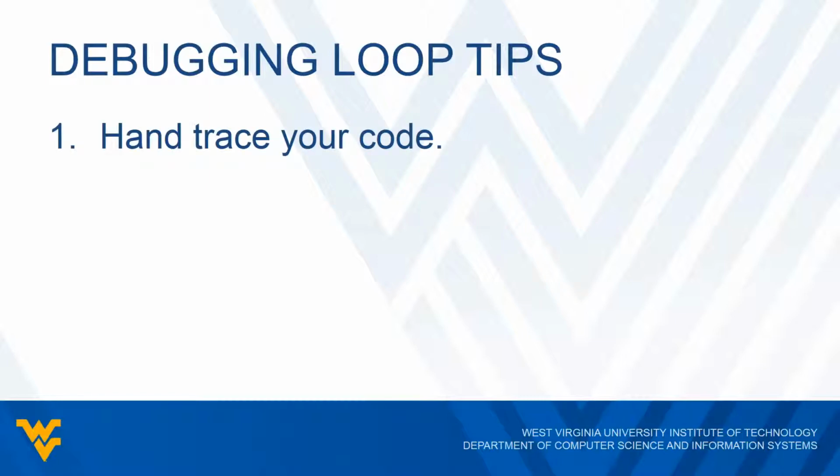The first thing I recommend is to hand trace your code. Now you might think that this is pretty annoying because you're having to do a lot of handwriting, but it is worthwhile. What I suggest is for each iteration, just keep track of what each variable is. So just keep track of the values. That way you can actually see if they're matching what you intended them to be.